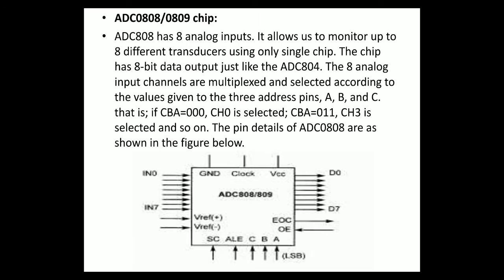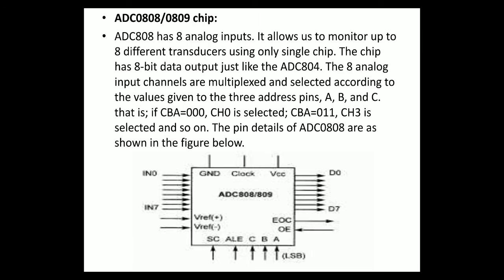Next, the chip has 8 data outputs, just like ADC 0804. The outputs here are D0 to D7. So there is only one output channel available, whereas there are 8 analog input channels. Then the question may obviously come: if there are 8 inputs and only one output, how are the input channels recognized, or who will get priority? For that also there is a solution.